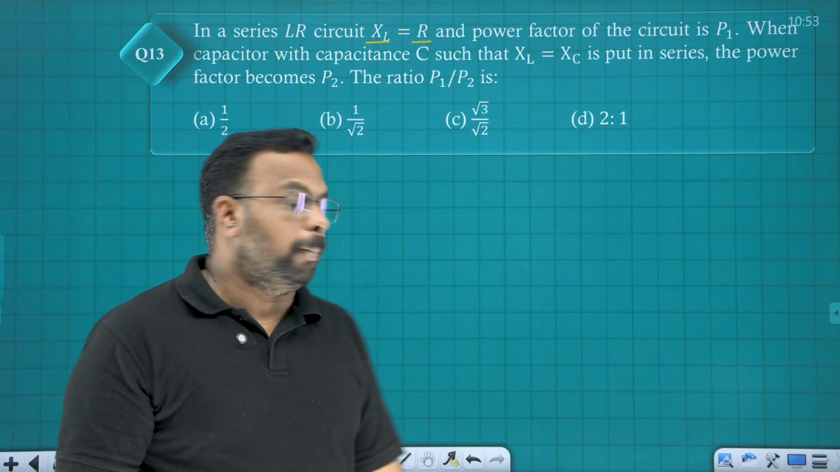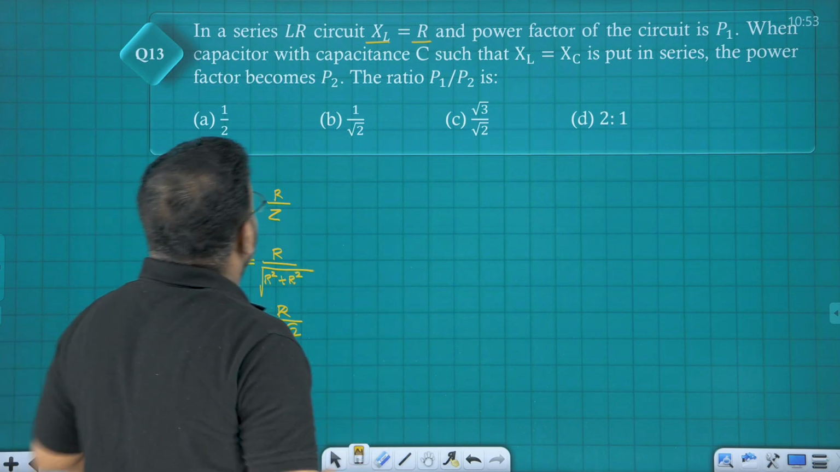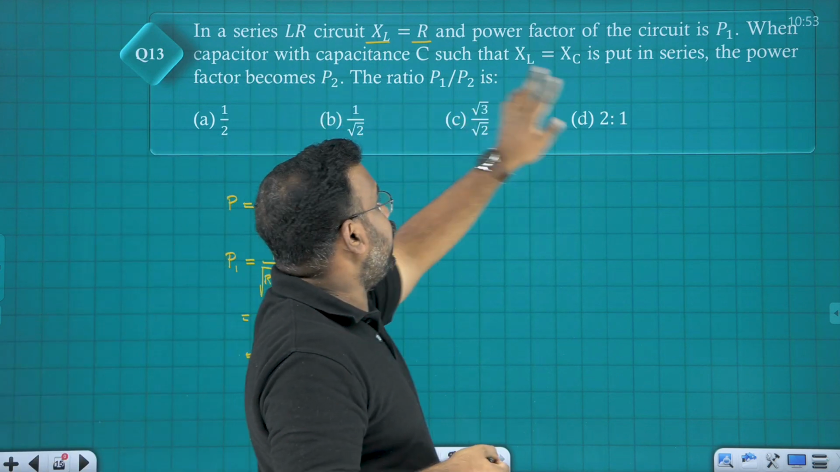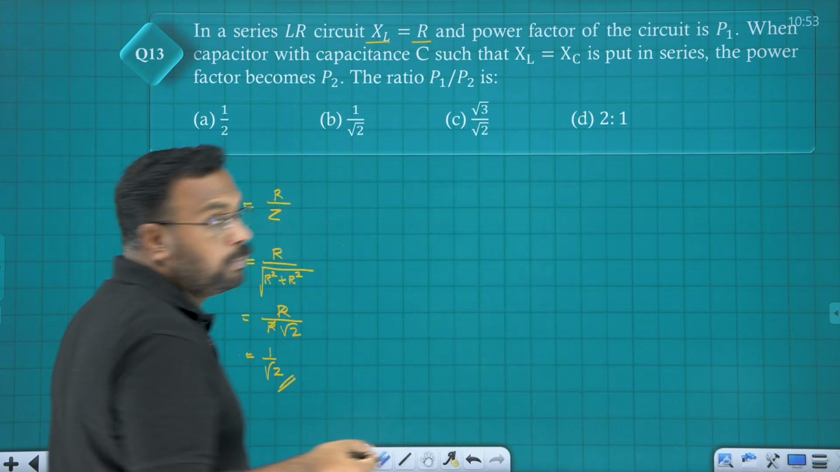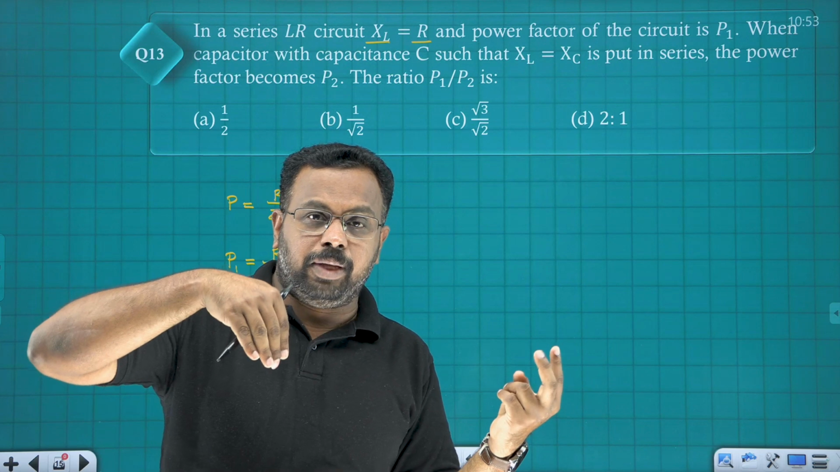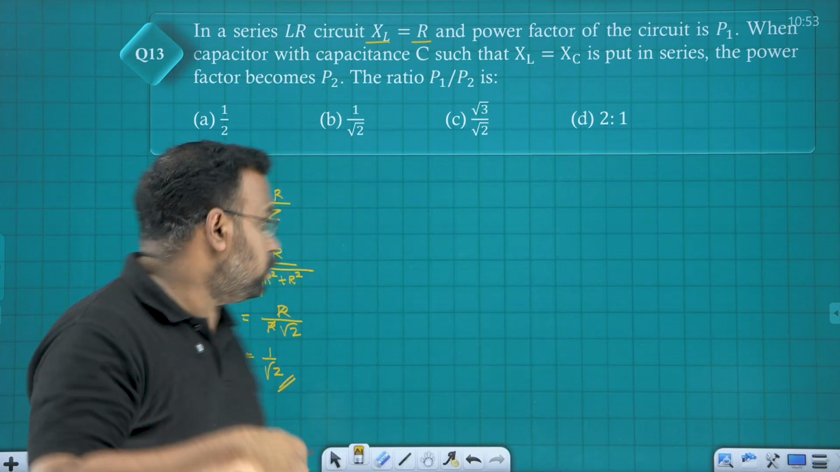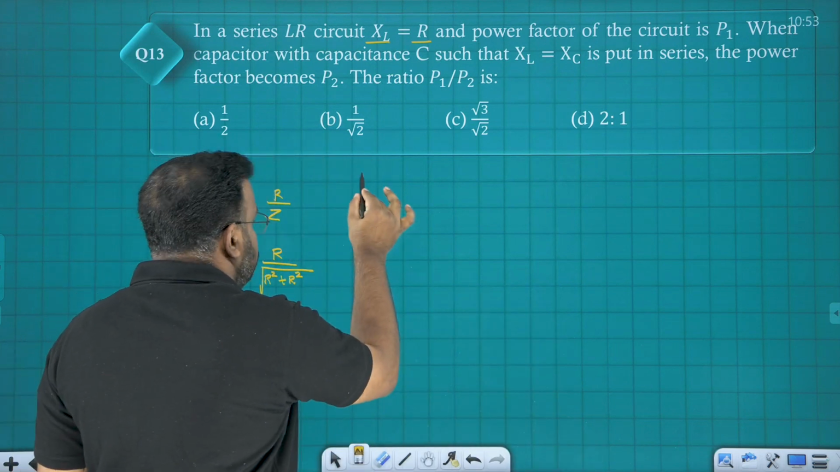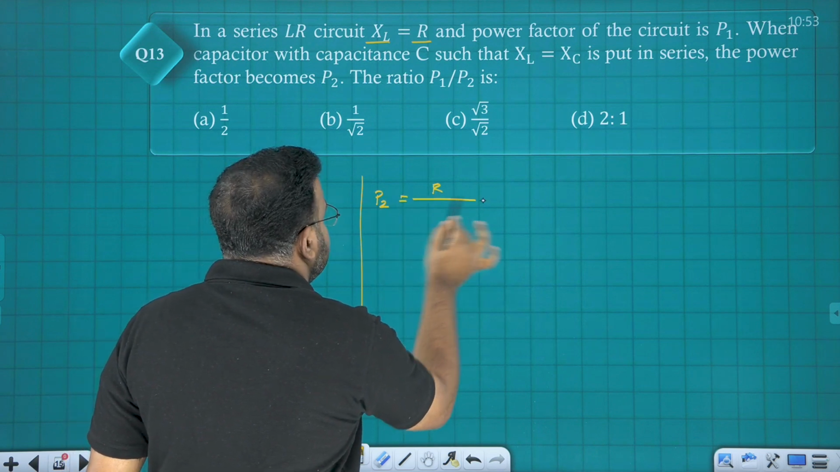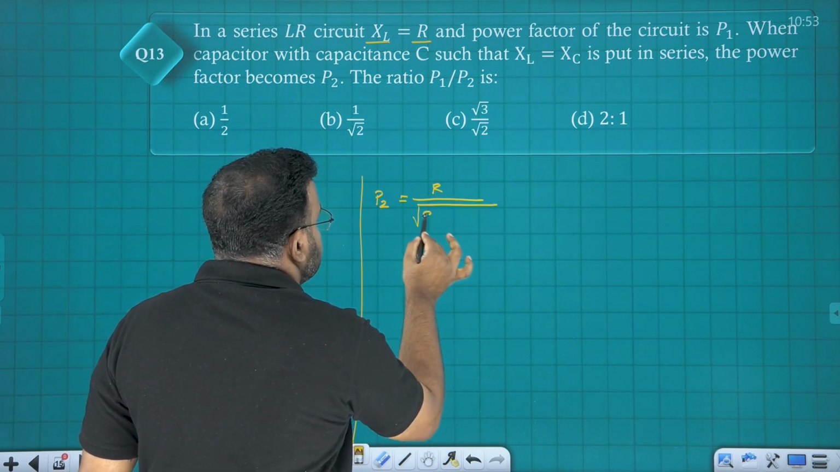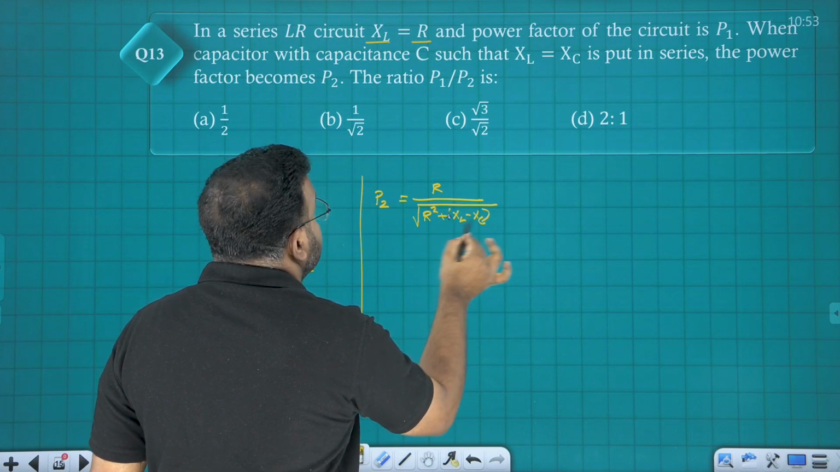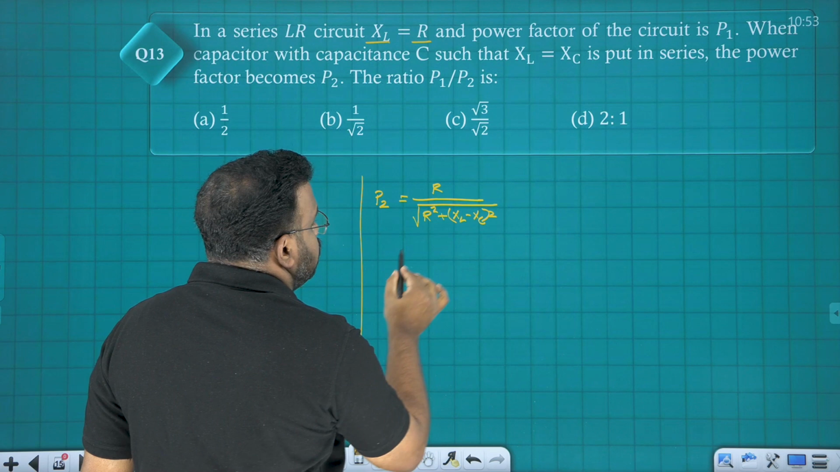Is that okay? Yeah. Now, what about P2? What is the second case? When a capacitor with capacitance C such that XL equal to XC is put in series. Now it is an LCR circuit. Already in an LR circuit, then a capacitor is connected. So the new power factor P2 will become R by, what is Z in this case? Root of R square plus XL minus XC the whole square. But it is given XL and XC are equal, so this term will become 0.